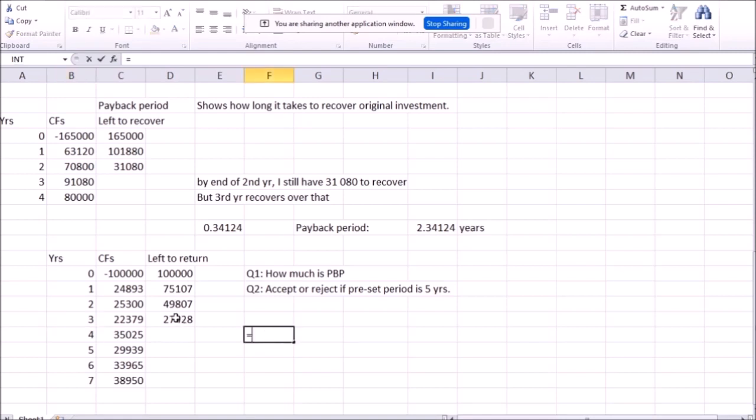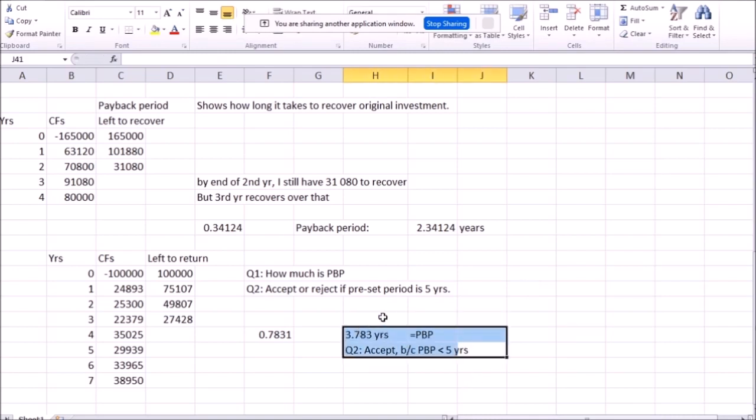So what is that something? It's going to be another 78% of a year. So it's going to be 3.783 years. That's what payback period is equal to. Okay, accept or reject? Accept, because payback period is less than 5 years.